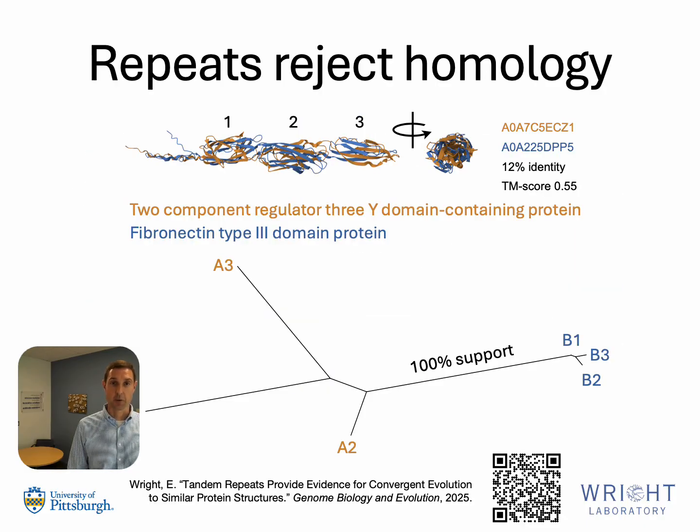For example, this one shown here, which has a reasonably high TM score, but UniProt gives it two different functions, even though it looks structurally similar. And what we see is that there is strong branch support for a separation of a clade containing the repeats of one structure from the others.